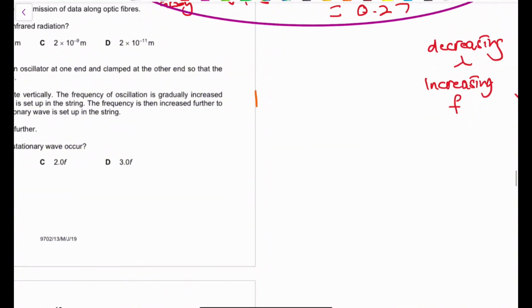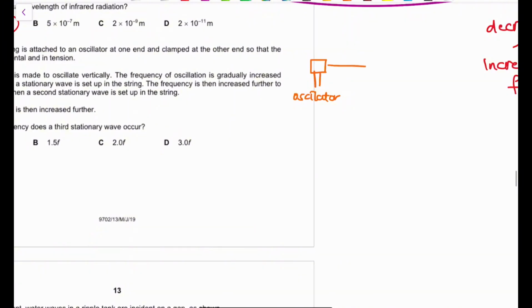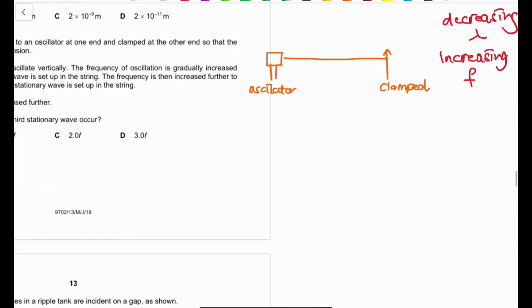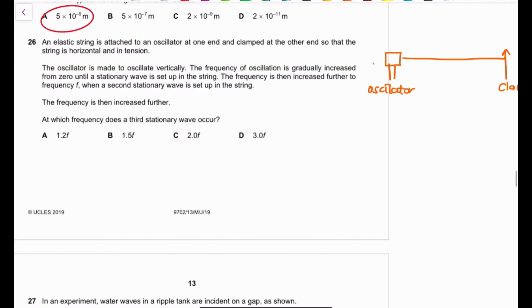So let's draw this. Let's say this is our oscillator. We're going to have a string, and we're going to clamp it at one end, so it's clamped at this end here, and it's going to be horizontal like that. Very important. The oscillator is made to oscillate vertically. The frequency is gradually increased from zero until a stationary wave is set up.